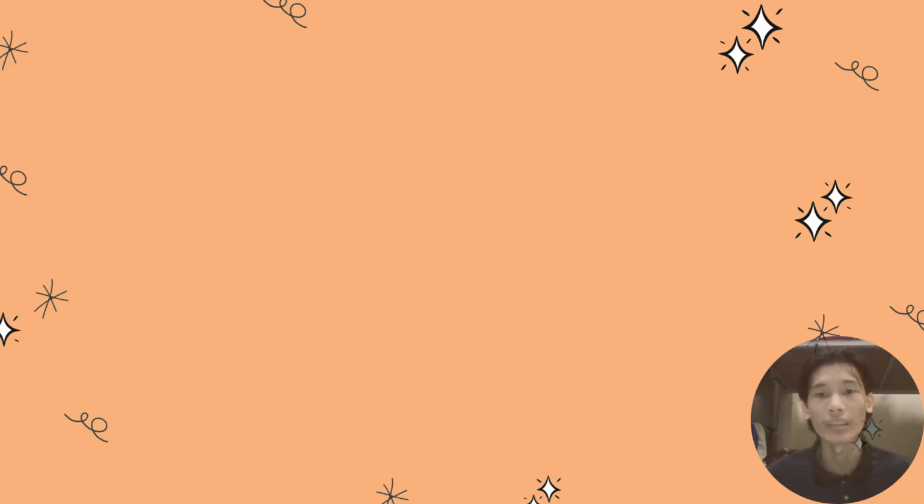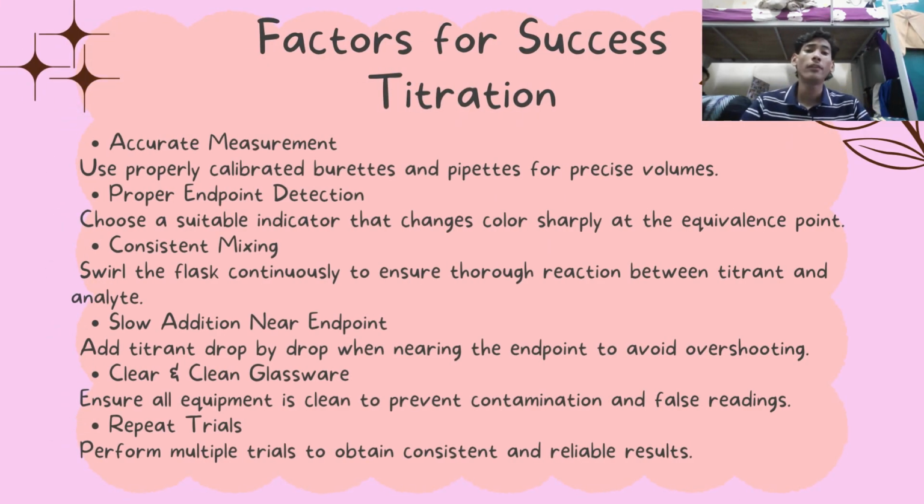There are many factors for a successful titration experiment. There are six that I found for direct titration. The first one is accurate measurement. Use properly calibrated burettes or pipettes for precise volumes. That's how you get an accurate measurement. And the second one is proper endpoint detection. You have to choose a suitable indicator that changes color sharply at the equivalent point.